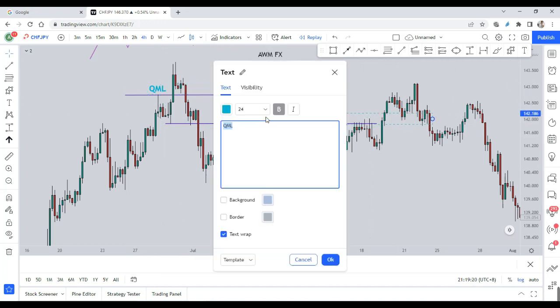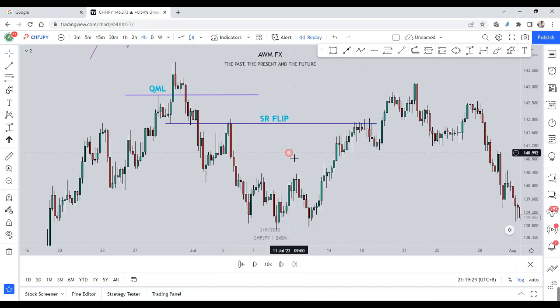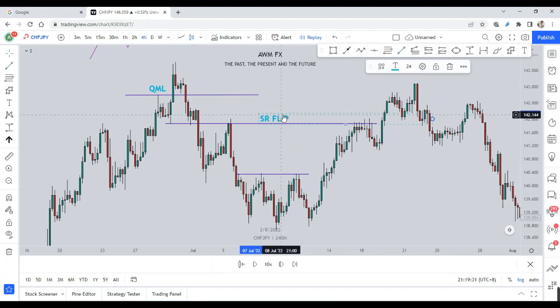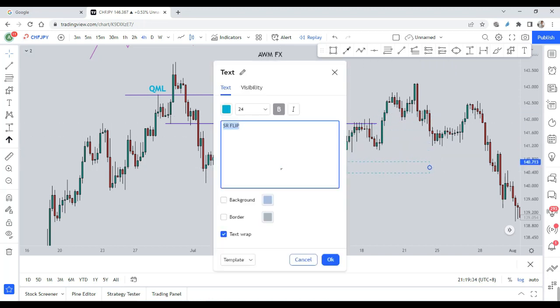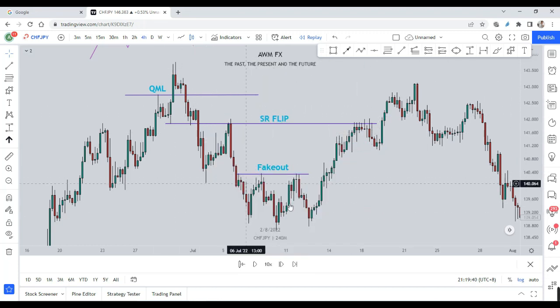Wait a minute. So that's the SR flip. And what happened next is that the price did some fake out. All this type of movement is what we consider as the big players building up liquidities for them to fill up their orders. As the price moves up to this area, it happens to have only one legit type of entry area. This is it.